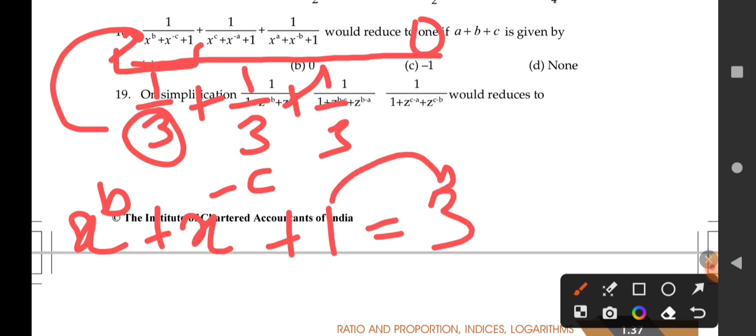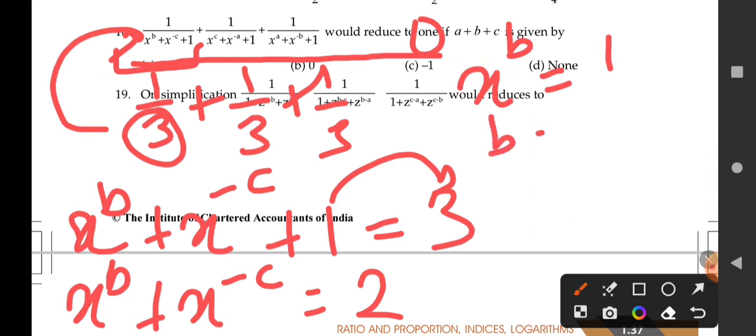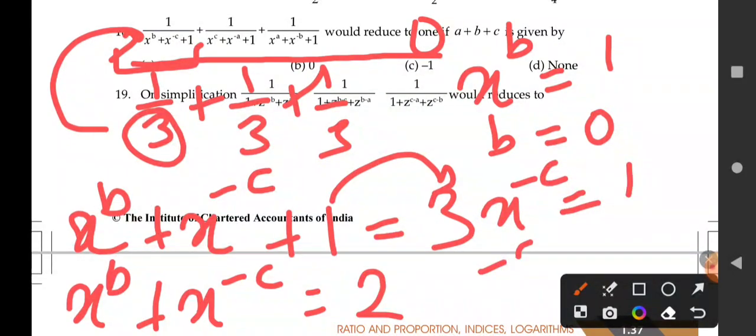So what do we have? x power b plus x power minus c equals 2. So each of the terms is equal to 1. So x power b is equal to 1. When is x power b equal to 1? When b is equal to 0. And x power minus c is equal to 1 again. So minus c equals 0 and c is also equal to 0.